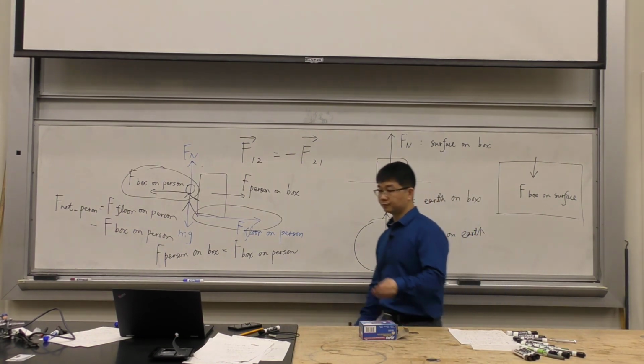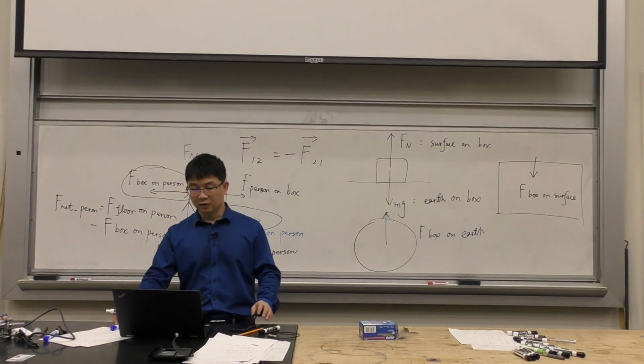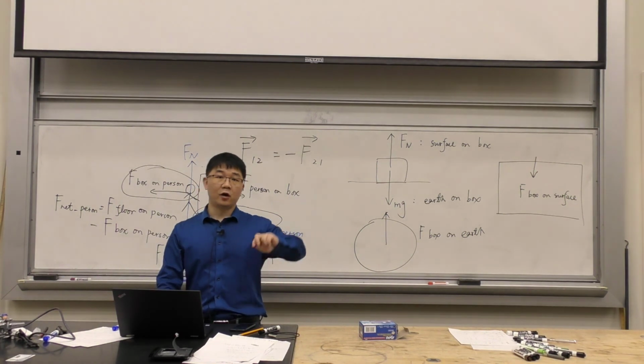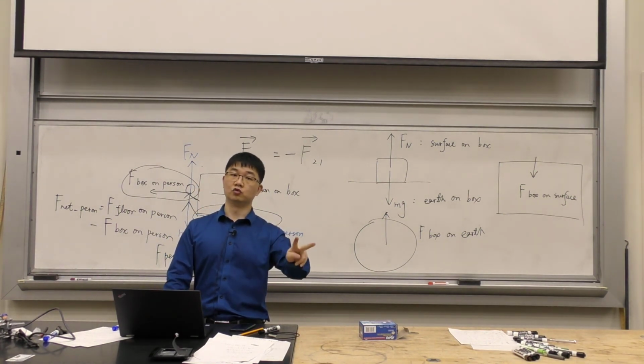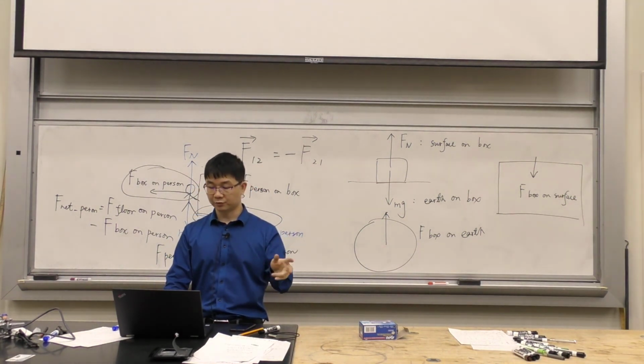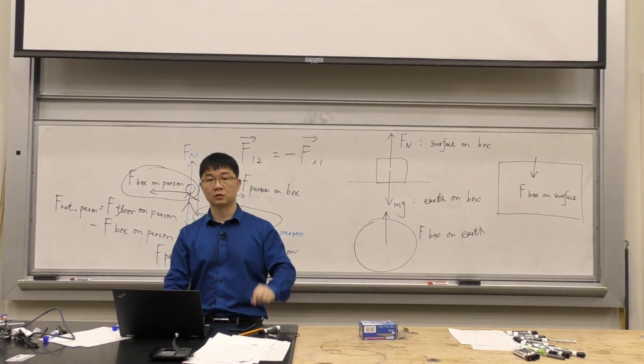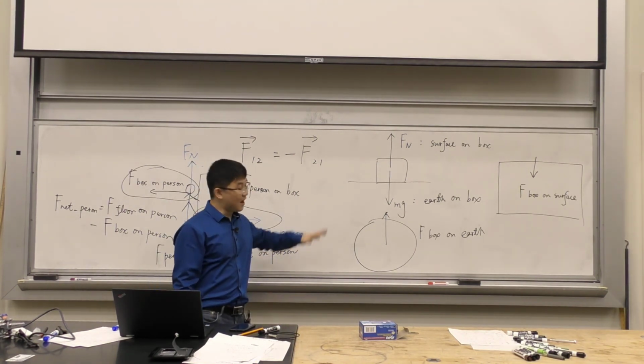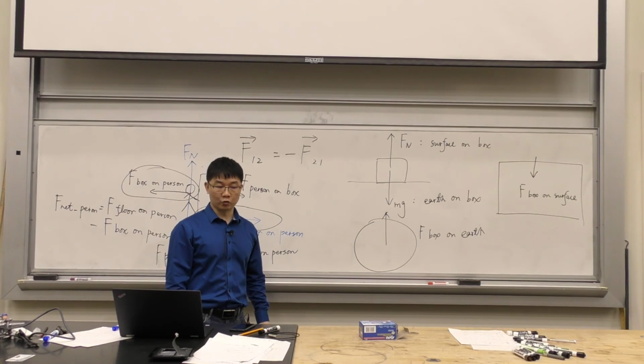And then another difference is this. Action and reaction, they're always a pair, right? Always two. If you talk about action and reaction forces between A and B, it's always going to be two. Balanced forces don't have to be two, right?